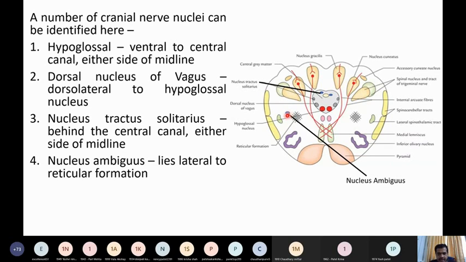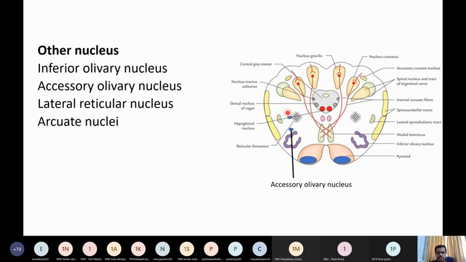The efferents from the nucleus ambiguus reach the glossopharyngeal nerve, vagus nerve, and spinal accessory nerve. Okay, so that much is related to the nuclei here. Clear? So, hypoglossal, vagus, nucleus of the tractus solitarius, then nucleus ambiguus. Clear? Now, you may find a few more nuclei here other than these cranial nerve nuclei.